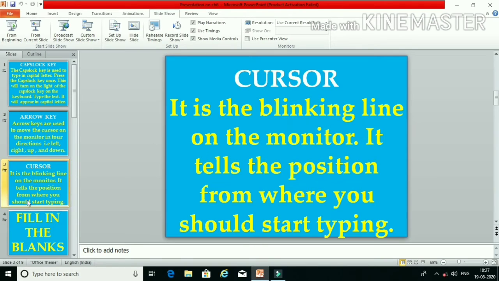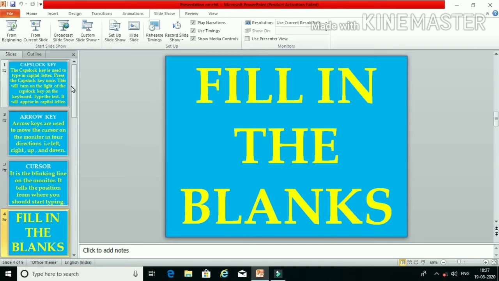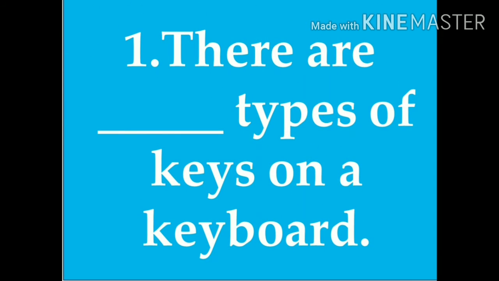Okay, now again we'll come here. Now we will do fill in the blanks. That is on page number 48 of your textbook. Take out your book, page number 48. See, the first one is fill in the blanks. Number 1. There are dash types of keys on the keyboard. So children, I have explained how many types of keys there are on the keyboard. There are 3 types of keys.